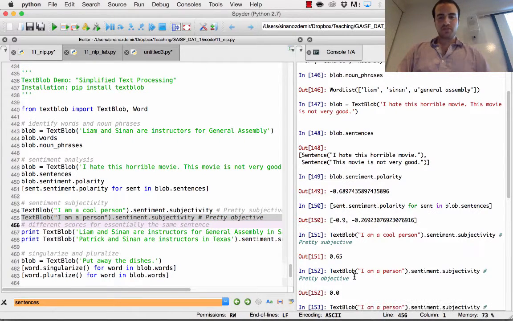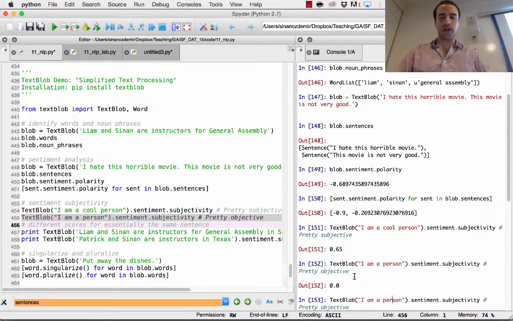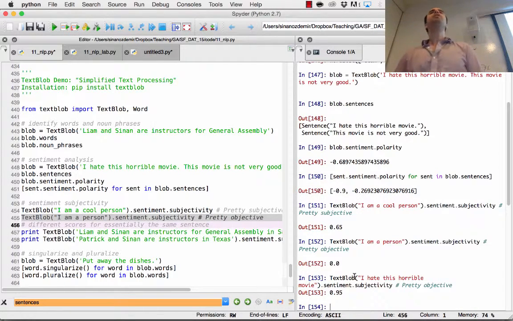So for example, I could also write, instead of I am a person, that thing before, I hate this horrible movie, pretty subjective. Fair enough. I hate this movie is a very subjective phrase. So it might be very negative, but it's also very subjective. So the combination of these two numbers can be very important. Because if someone says a very negative, subjective thing, someone's complaining on the internet. Whoop-de-doo. Now, if that sentiment is very negative and the subjective score is very close to 0, what does that mean?